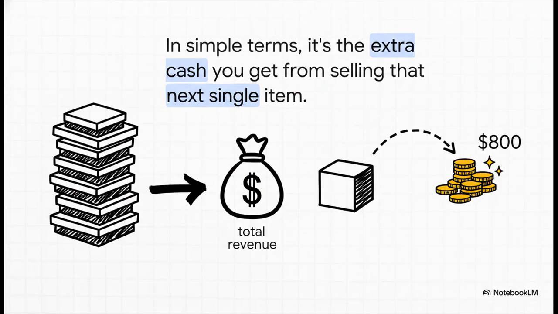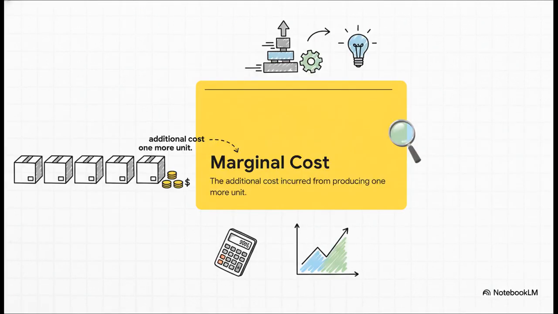Let me put this in the most direct terms possible, because I really want this concept to be crystal clear. Let's say you sell 100 laptops and your total revenue is $100,000. Then you manage to sell that 101st laptop, and your total revenue climbs to $100,800. So what's your marginal revenue? It's precisely $800. It's that extra cash that specific incremental sale brought into the business. That's it.